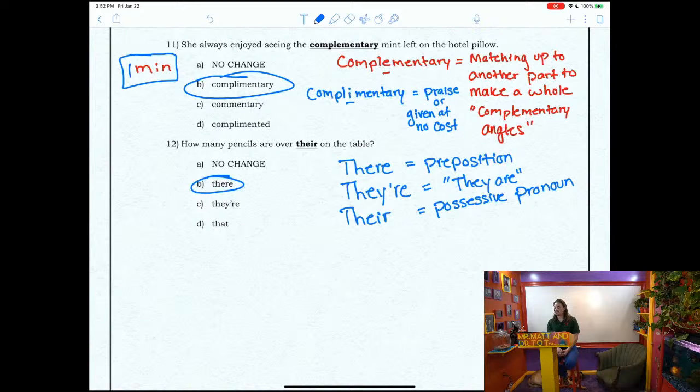They're, T-H-E-Y apostrophe R-E, is a contraction for the phrase they are. So that stands for a pronoun and verb combination in and of itself. And then their, T-H-E-I-R, is a possessive pronoun. It's a plural possessive pronoun. So those books over there belong to Daniel and Mike. Those are their books, right? Because they belong to them. So the answer to number 11 was B, and the answer to 12 was also B.